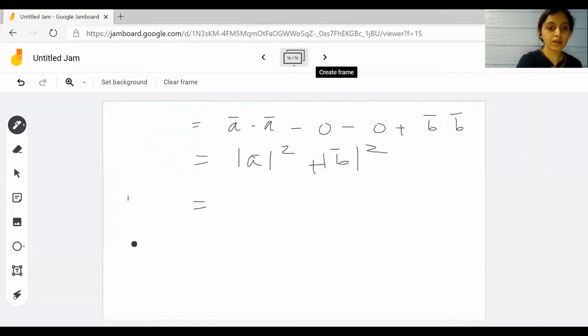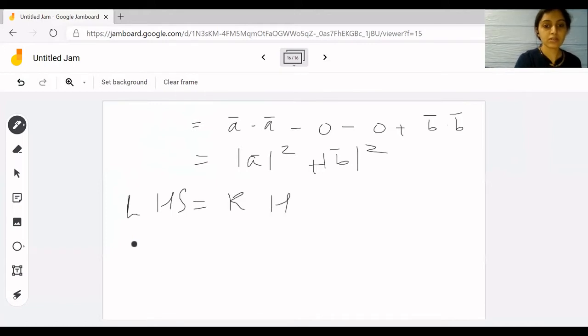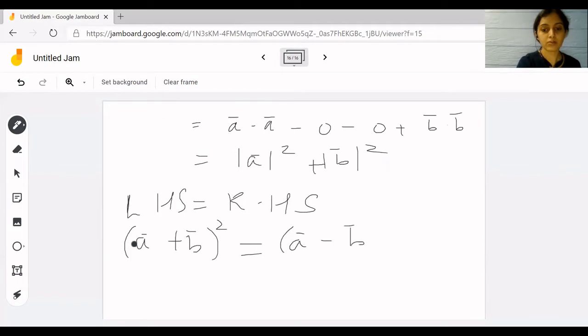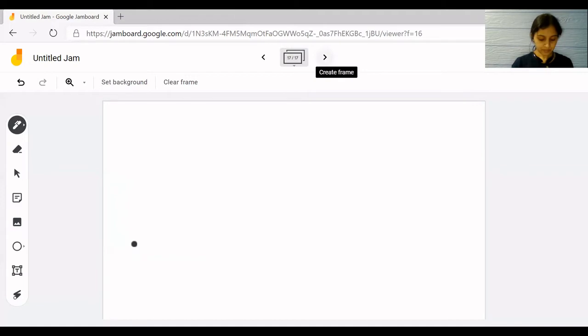Therefore, we have LHS equal to the RHS. So if the two vectors are perpendicular, then we have (a bar plus b bar) the whole square equal to (a bar minus b bar) the whole square. This was question 2. Let's move to the next one. Doing question 4 now.